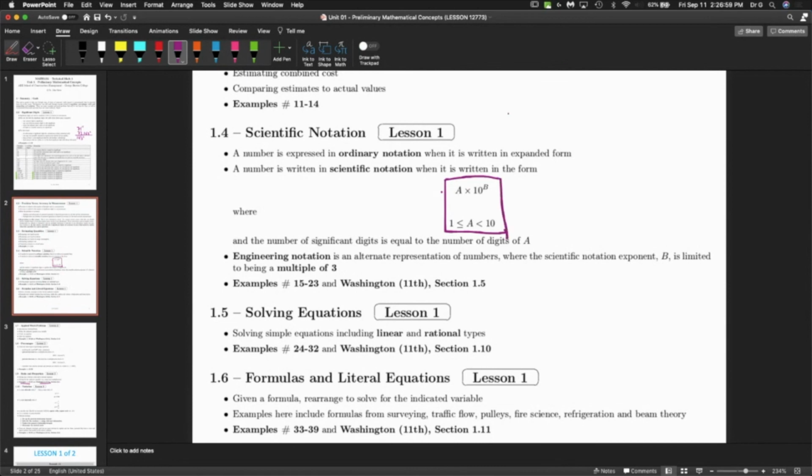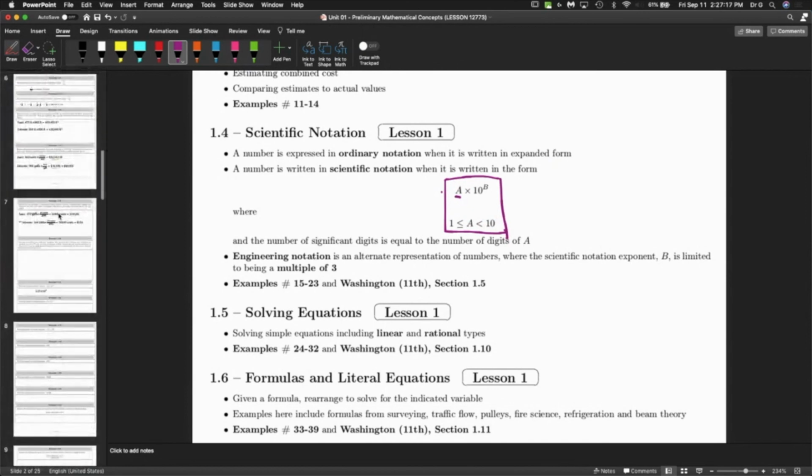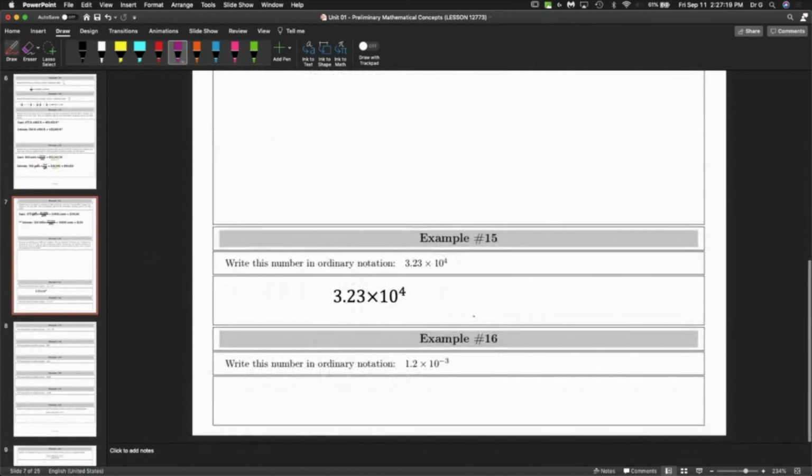Okay. Anyway, the main thing you want to notice is that this number here in front be a number that starts with a 1 up to and including a 9. So that number's got to be between 1 and 10, but it cannot include 10. So scientific notation has that feature. So if I go back to this question, this is a number. See this number here? It's less than 10. Very important. So yeah, the question is to write it in ordinary notation, which just means to expand it out.